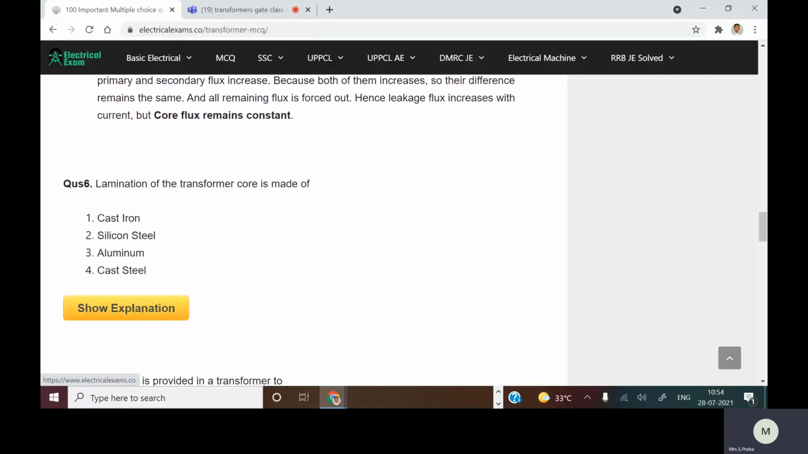Question number 6. Lamination of the transformer core is made up of. We all know that the transformer core must be laminated to avoid electrical leakage like that. So they're asking, lamination of the transformer core is made up of cast iron, silicon steel, aluminium or cast steel. What will be the good lamination for the transformer core?